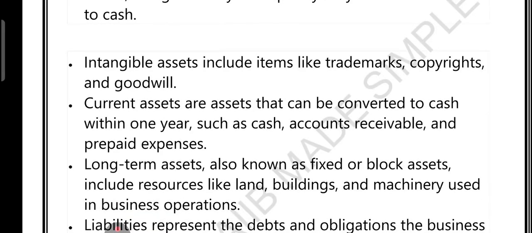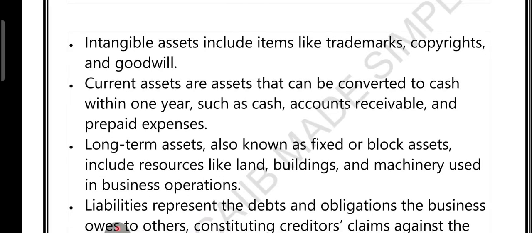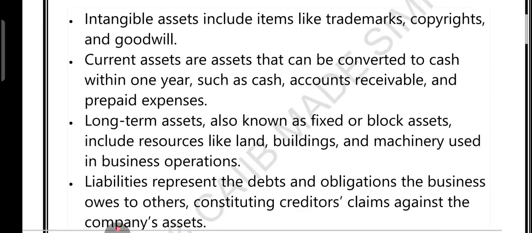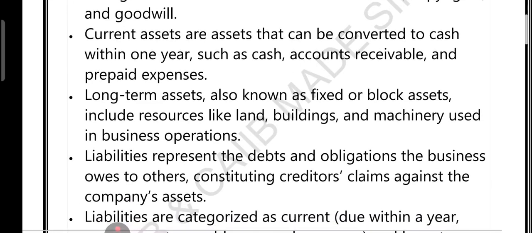Do you want to understand how financially healthy a business is? From short-term cash flow to long-term stability, let's break down the key financial concepts. What is an intangible asset? Intangible assets are non-physical but valuable assets like trademark, copyright, goodwill. Long-term assets include things like land, building, machinery, which are used over years in operation. These are called long-term assets.